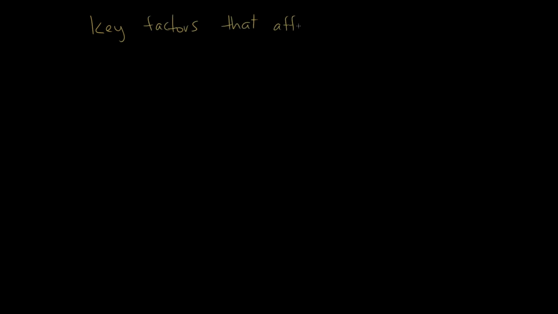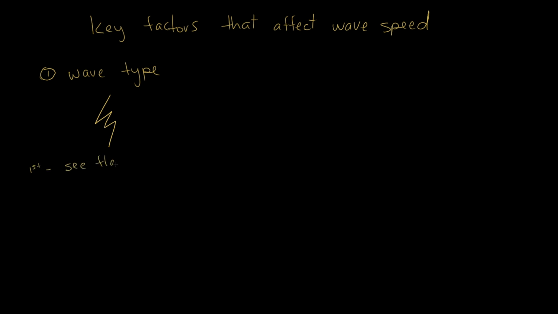There are a couple factors that affect the speed of a wave. The first is the wave type. So different types of waves move at different speeds. And a relatable example of different waves moving at different speeds is lightning. Have you ever seen lightning strike or been in a thunderstorm? You know that the first thing you see is the flash of lightning, and then you hear the thunder associated with that lightning flash. So the lightning comes first, and the thunder comes second.